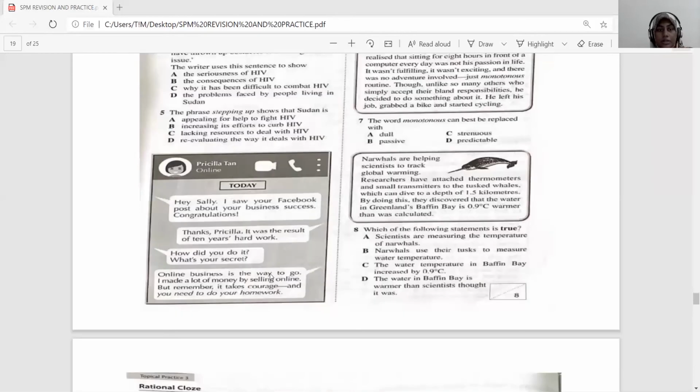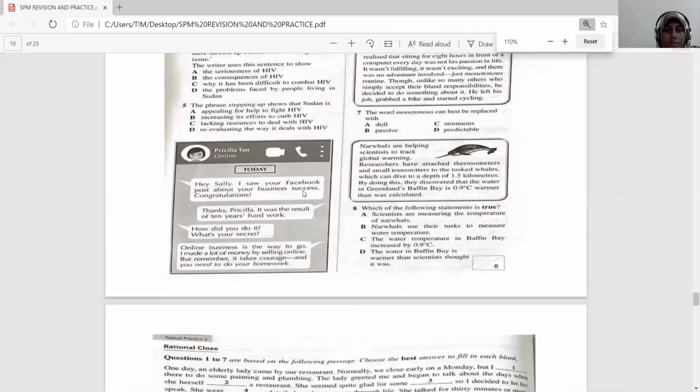Let's look at the bubble dialogue here. Hi Sally, I saw your Facebook post about your business success. Congratulations. It was the result of 10 years of hard work. How did you do it? What's your secret? Online business is the way to go. I made a lot of money by selling online. But remember, it takes courage and you need to do your homework.